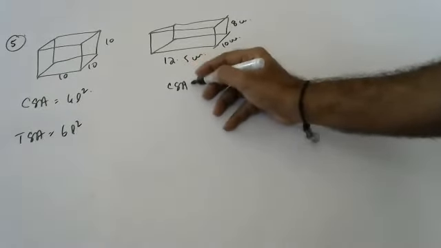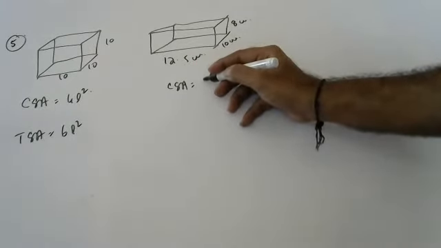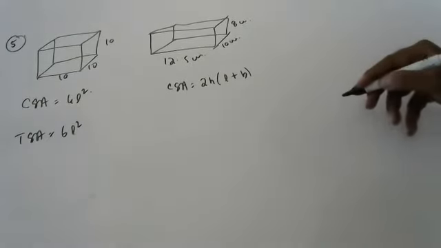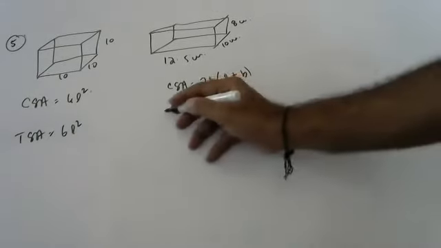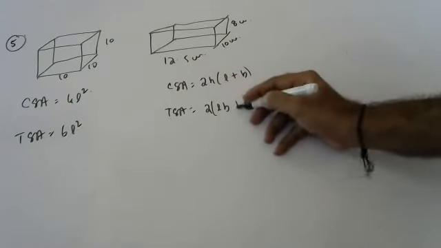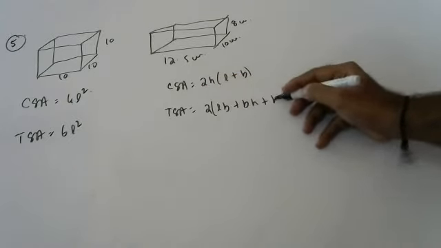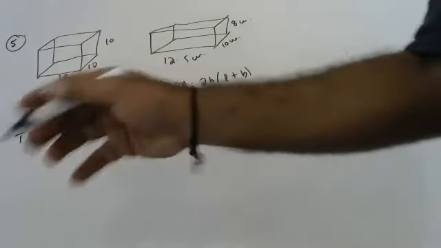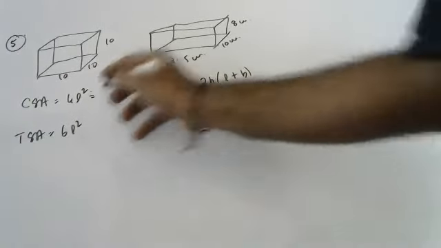CSA of cuboid? 2h into L plus B. TSA formula? 2 into LB plus BH plus HL. Now tell me, who will tell? Yashasvi, you tell me the substitution, please.